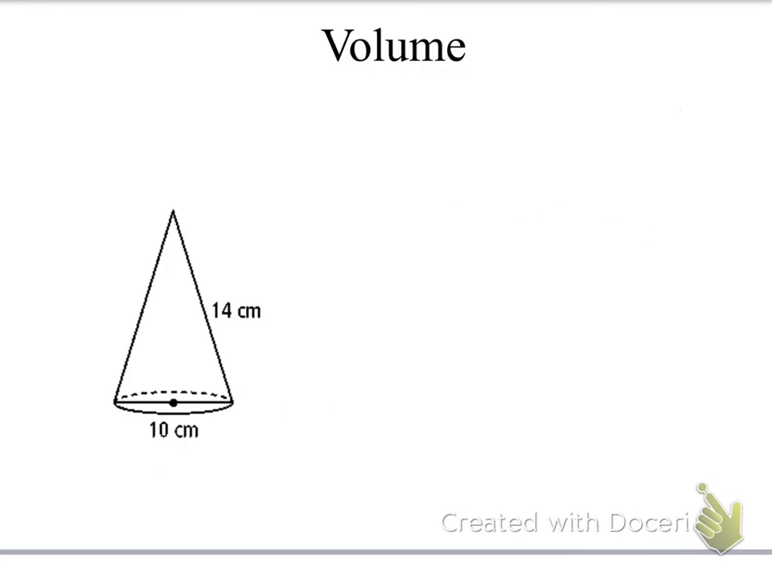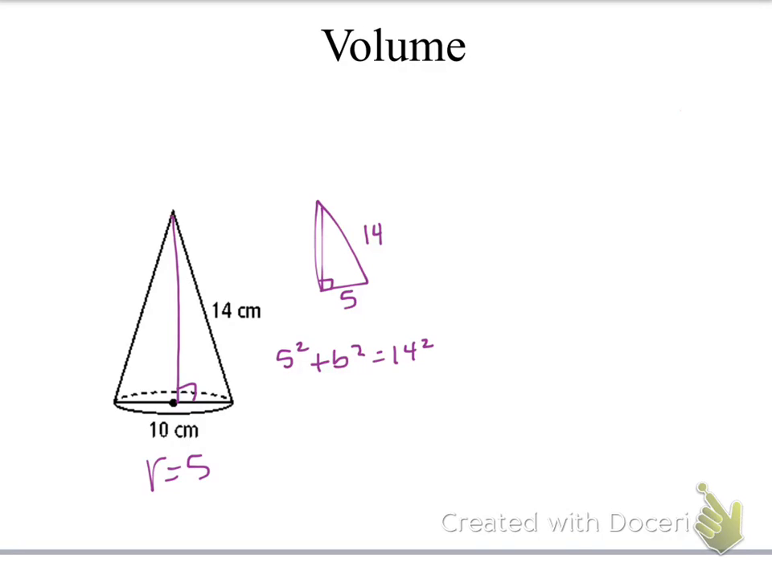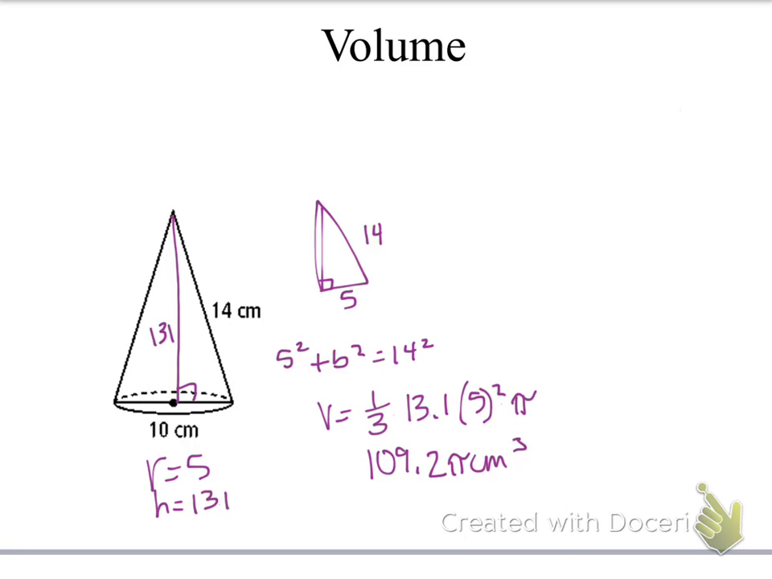My next one, my radius is 5. We're going to need to find the inside height, so there's my right angle. My c is 14, so I've got 5 squared plus b squared equals 14 squared. When I solve it, I get 13.1 as my height. So V equals 1/3 times 13.1 times 5 squared times pi, and I get 109.2 pi centimeters cubed.